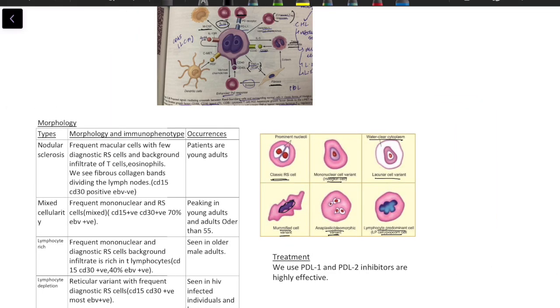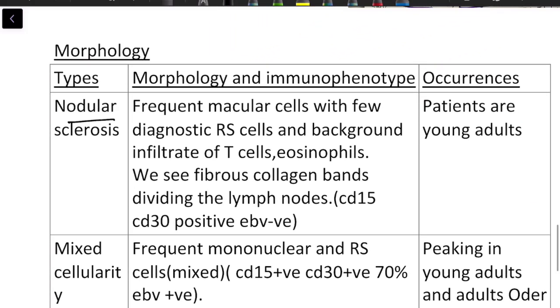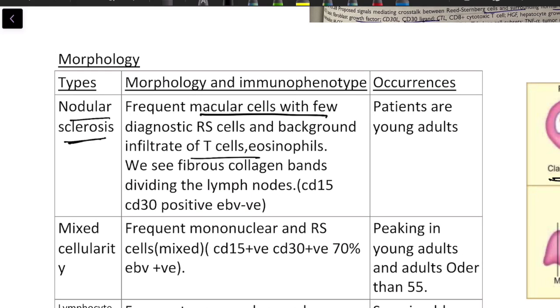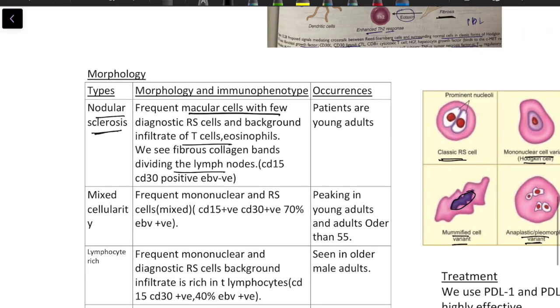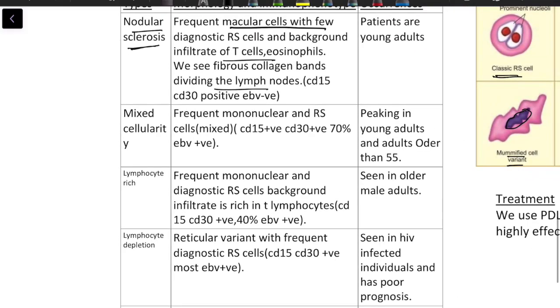Now let us talk about the cellular morphology, and the morphology of different types of Hodgkin lymphoma. So here there is the nodular sclerosis type. What we see are frequent lacunar cells with few diagnostic RS cells and a background infiltrate of T cells and eosinophils. We also see fibrous collagenous bands dividing the lymph nodes. And here CD15 and CD30 are positive. Let me tell you one thing: for all these four types of Hodgkin lymphoma, CD15 and CD30 are positive.